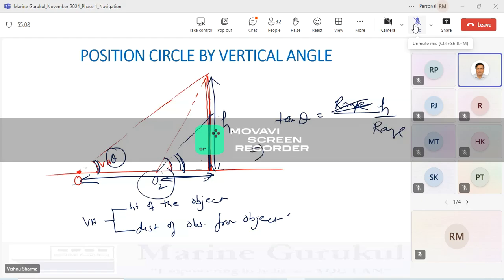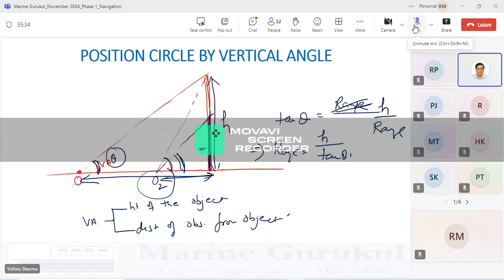And this will give you the range, the distance of the observer from the object, as h upon tan theta. So if you can measure this angle, you can use it to find the distance by simple trigonometry also. Okay. Now somebody asked, what is the difference between vertical angle and vertical sextant angle? Now, okay, this is the vertical angle, but how do you measure it?